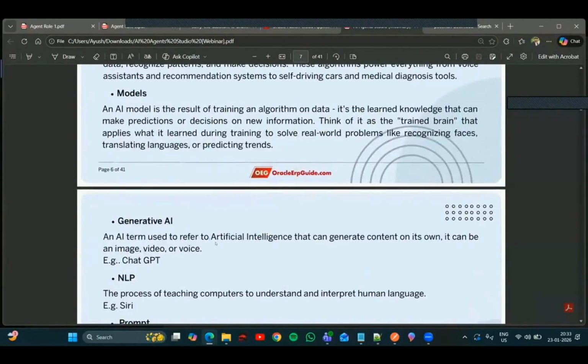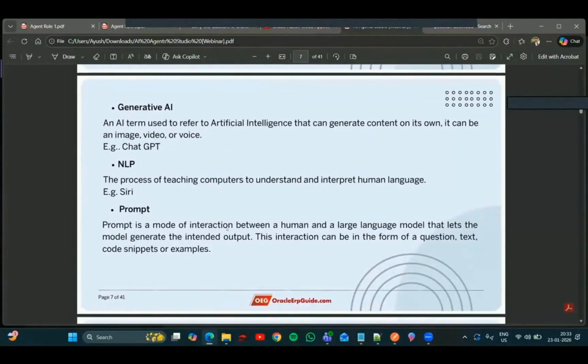Generative AI generates text, image, video, and voice. And what is multimodal AI? Multimodal AI accepts image, video, voice, and text as input, and it gives you output. What is NLP? NLP is natural language processing. It understands human language, like voice to text. Let it be Siri. So that's natural language processing.